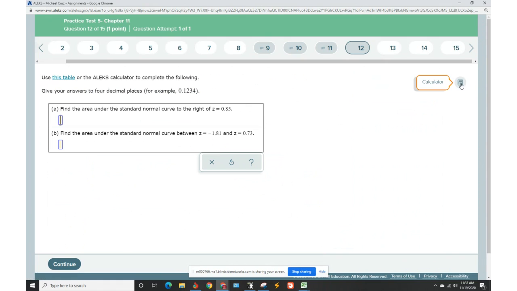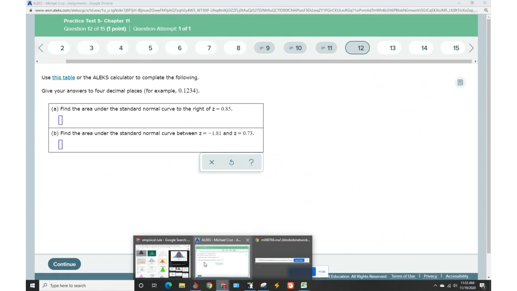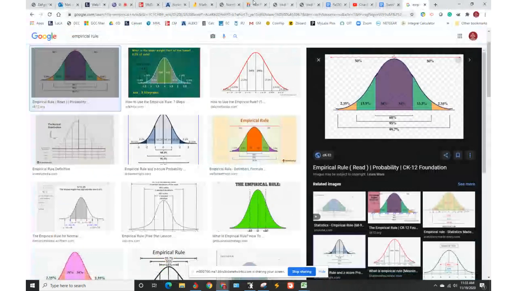I'll show you briefly on the table, but for all of them, I'm going to use the calculator. But I'm going to also use this little graphic over here. So to just show you, 0.85. This thing also. All right.